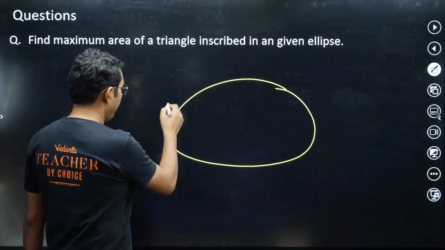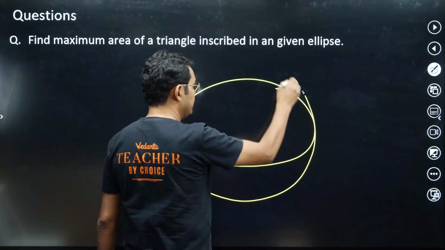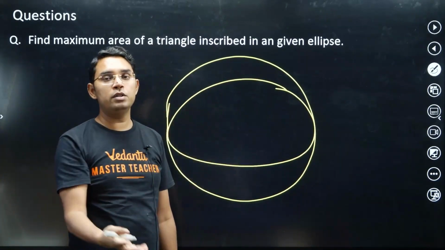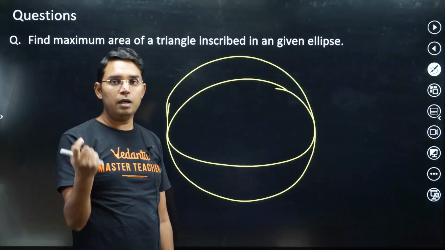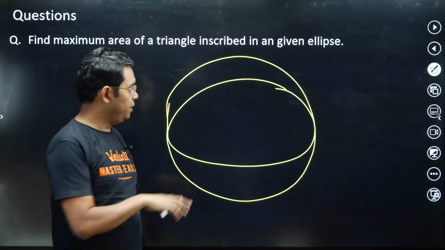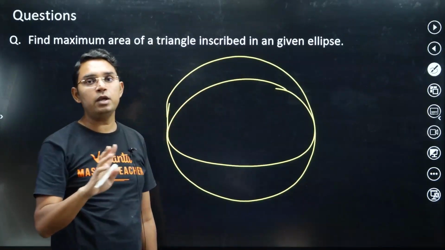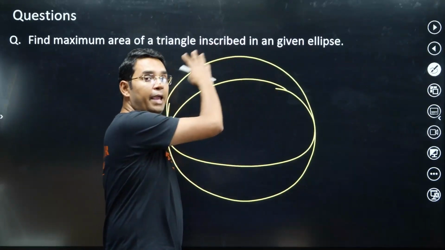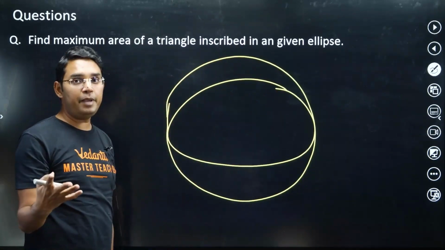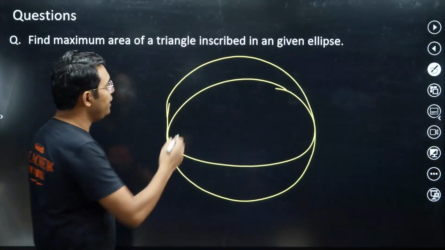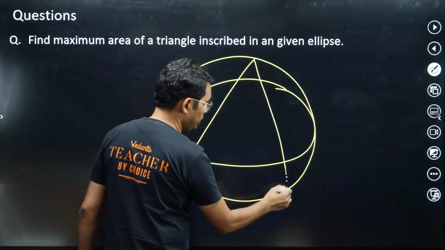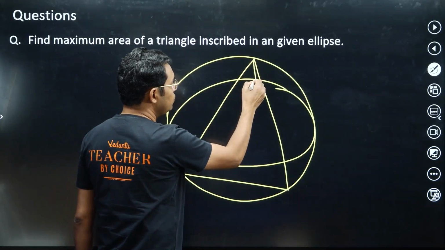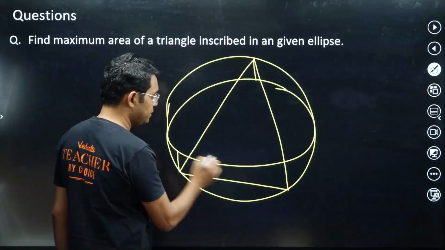Now please see, I told you that for an ellipse, any area on it and the corresponding area on the auxiliary circle are always in a fixed ratio, that is b by a times the area on the corresponding auxiliary circle. So here we all know this thing already, that for any circle, a triangle will have maximum area if it is an equilateral triangle. So take any equilateral triangle on this circle, and then from these points go to the corresponding points on the ellipse, something like this, something like this.